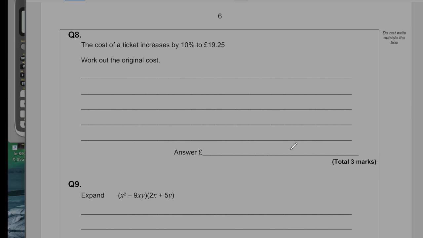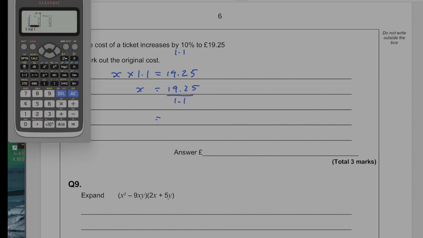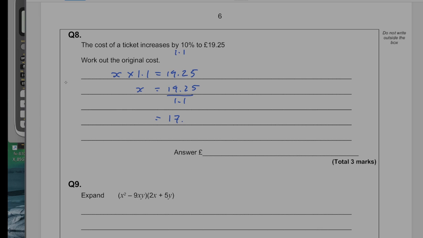Okay, question 8. The cost of a ticket increases by 10% to £19.25. Find the original. So that means that 10% increase is a multiplier of 1.1. So the original value times by 1.1 is going to be equal to 19.25. So the original value would be 19.25 divided by 1.1, which, back into mode 1, 19.25 over 1.1, gives me a value of 17.5, which is a price of £17.50.